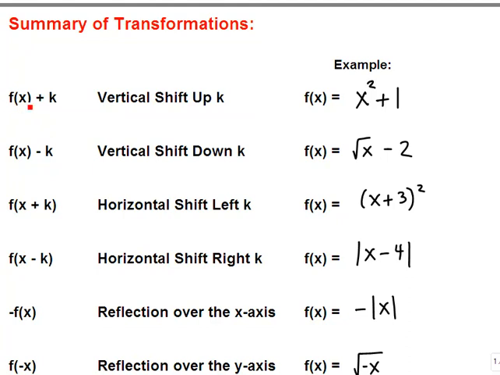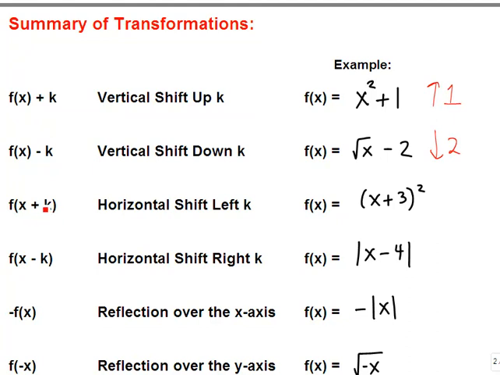If you have a function with a plus k off to the side of that function, that's going to be the same as a vertical shift up k. So for example, if I saw the function x squared plus 1, the plus 1 is being added off to the side of that base graph x squared, so this is going to be a shift up 1. If instead you saw a minus k subtracted off the side, then that's going to be a vertical shift down k. So if I saw square root of x and then a minus 2 off to the side, then this is going to be down 2.